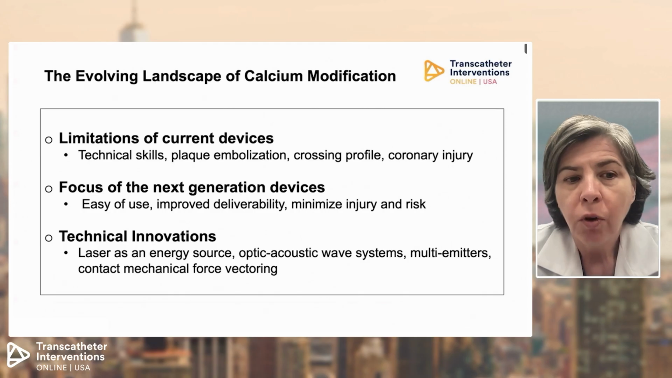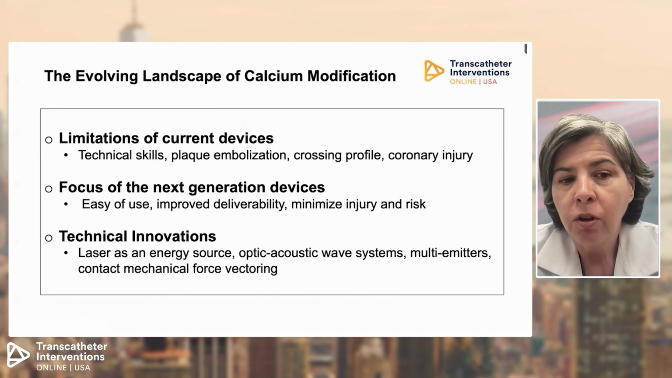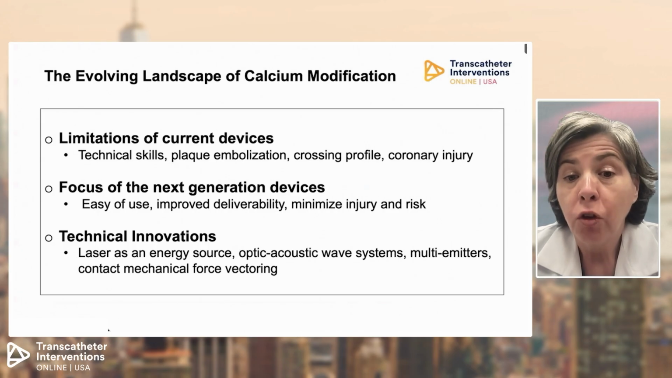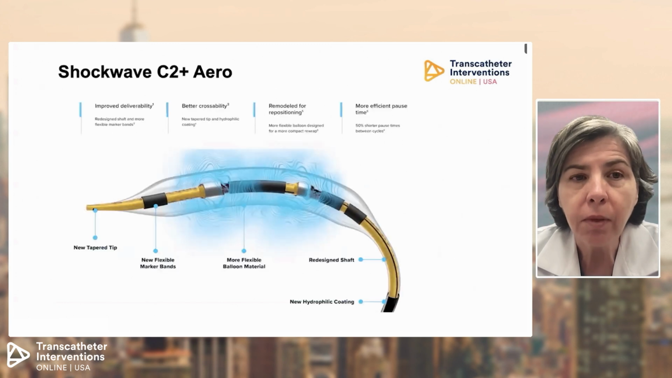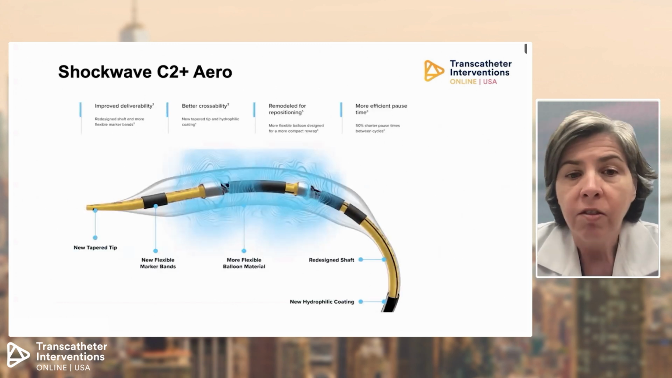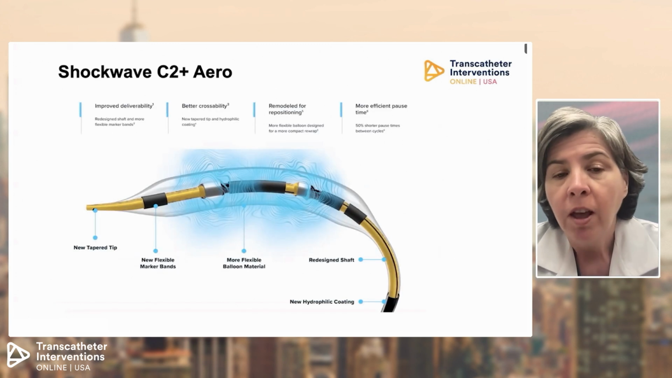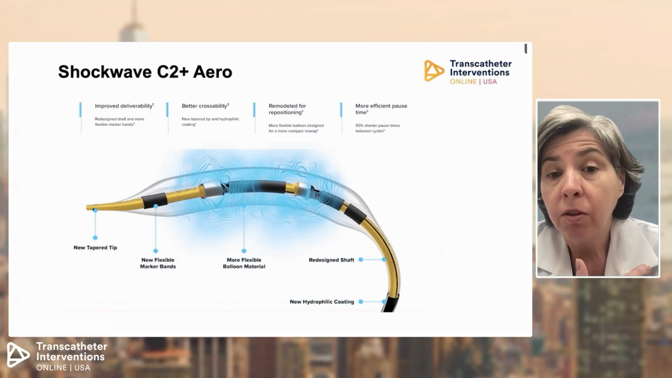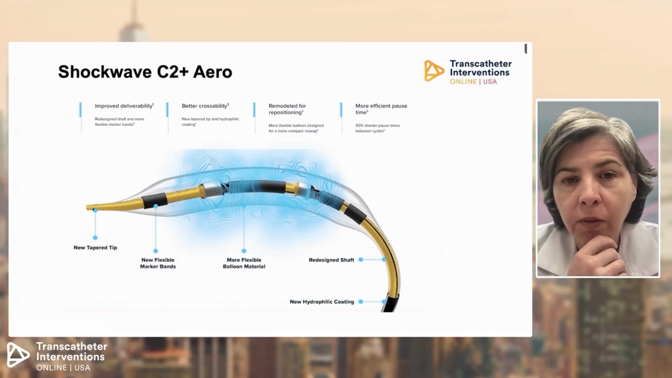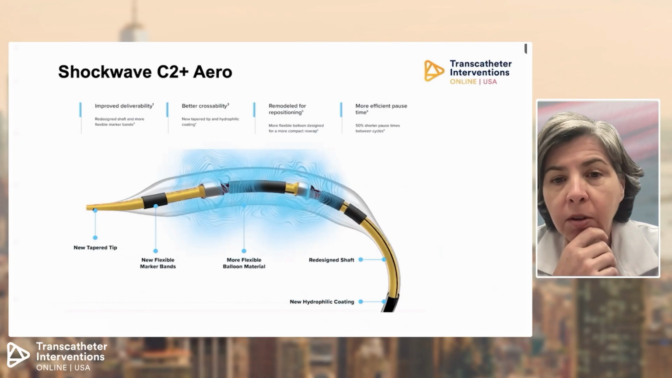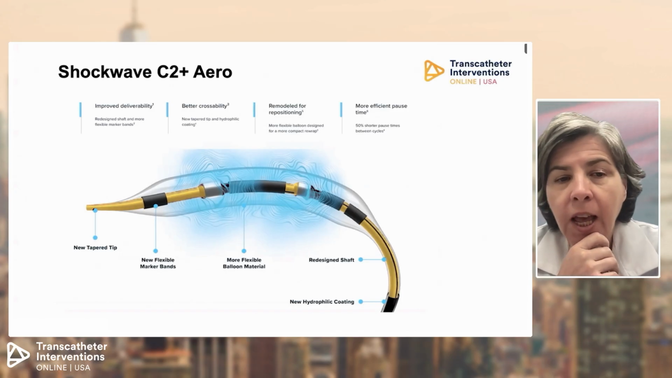And this has also involved some technical innovations, including the use of laser as an energy source, optic acoustic wave systems, multi-emitters, and contact mechanical force vectoring. So I want to take you through some of the newer technologies, some of the devices which are already currently commercially available in the US, but also some of the devices that are on the horizon. So we're going to start with the Shockwave C2 Plus Aero device.